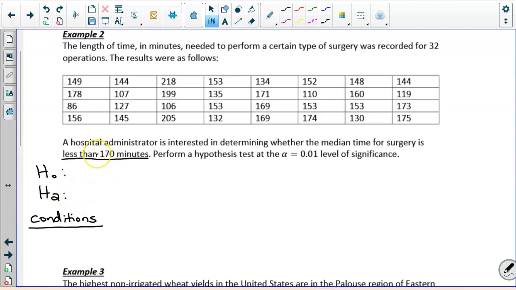So what's the claim? What's the hospital administrator's claim? Because that's what goes in the alternate. The median, which we represent with an M, is less than 170 minutes. So I'm going to compare all these to what? I'm going to compare it to M equals 170. Yep.